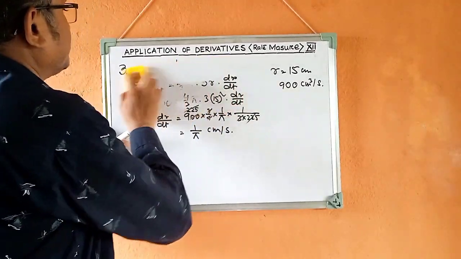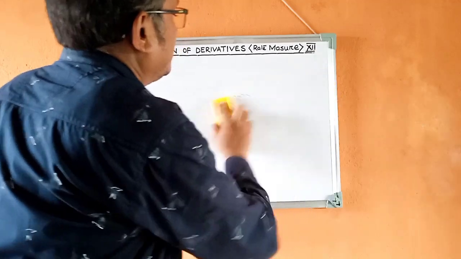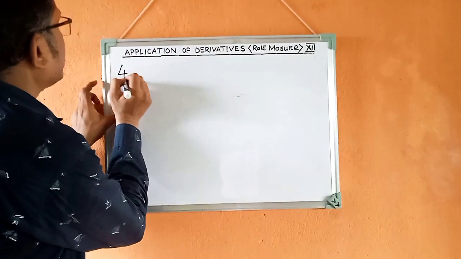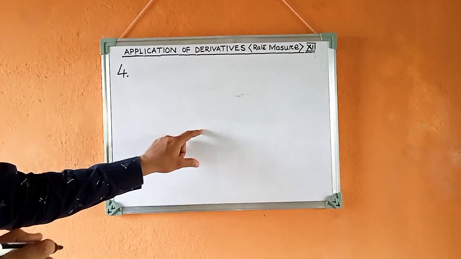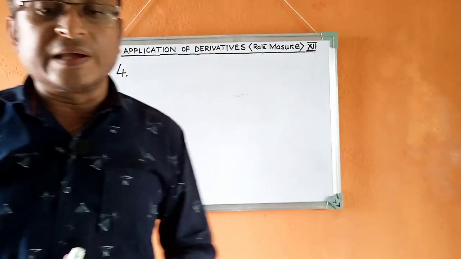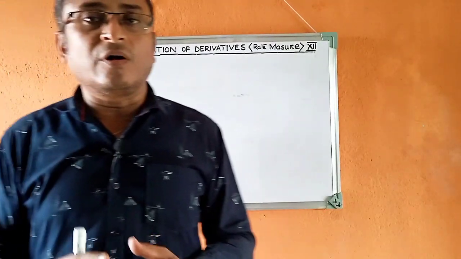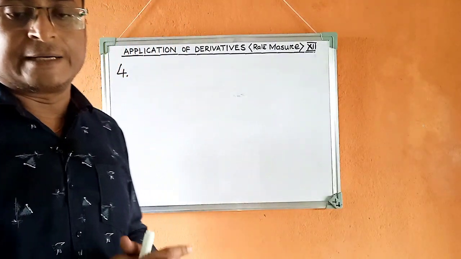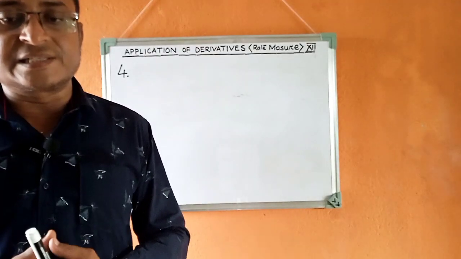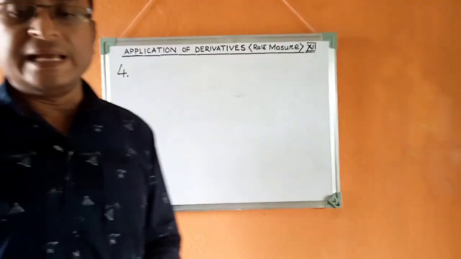Now question number 4. Listen to the question first. This is also an important question. The volume of a cube is increasing at a constant rate. Prove that the increase in its surface area varies inversely as the length of an edge of the cube.